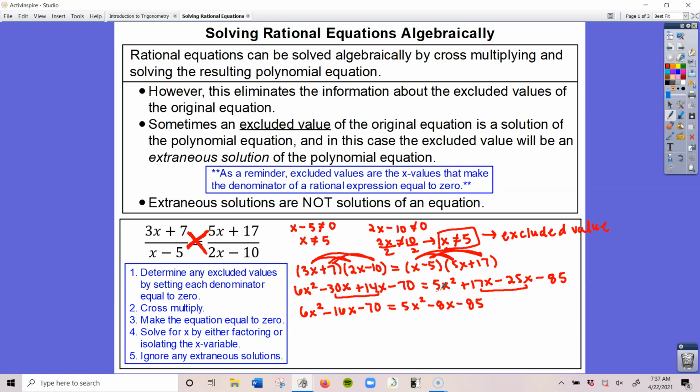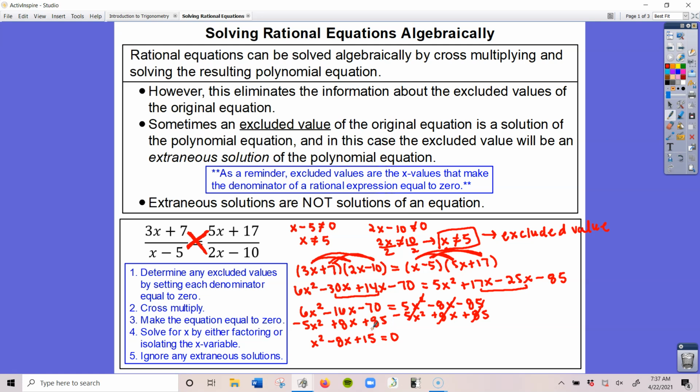Now we're going to make this equal to 0. So I'm going to move everything from the right side over to the left. I'm going to subtract this 5x squared over to the other side, I'm going to add the 8x, and I'm going to add the 85. And what I end up with is x squared - 8x + 15, and that's going to equal 0. This is now a simple quadratic equation that we can factor.